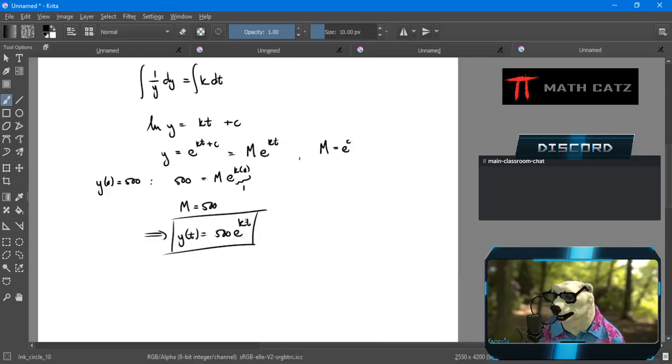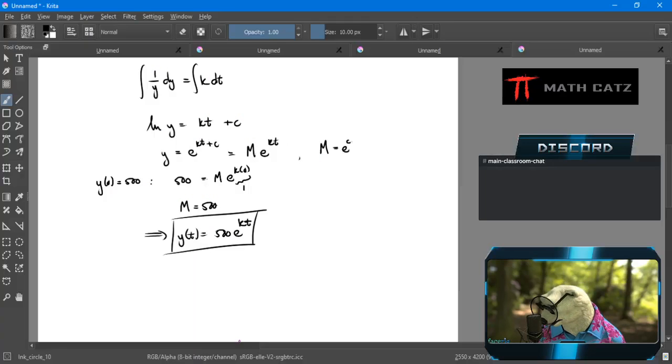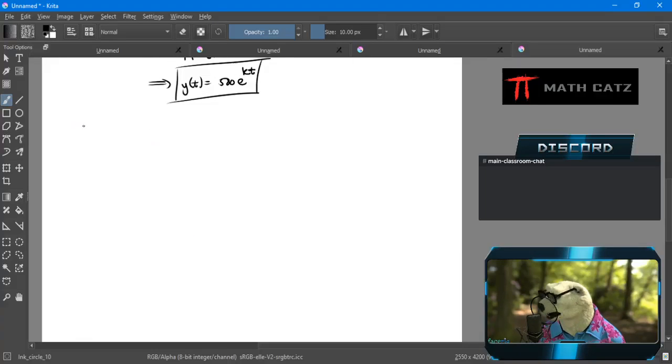I still need to find k to be able to use this function completely, but they also give me extra information. They give me the fact that after 6 months, there will be 1,000 fish. So this is what we call doubling time, that from 500 double to 1,000 takes 6 months. And we'll say something about that in a second. Right now, I don't really care what information they give me. I just need information to get this growth constant k.